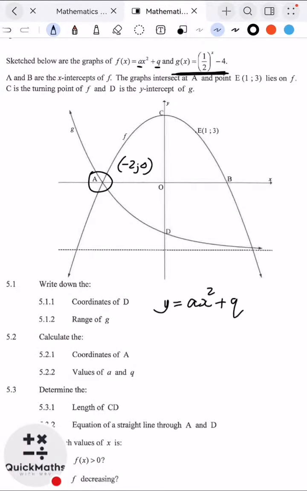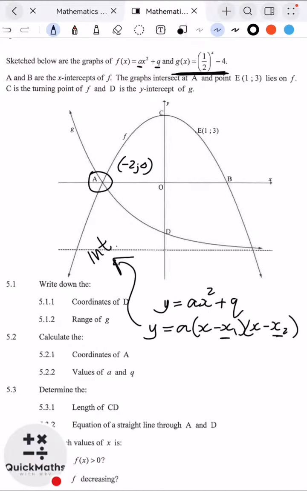Now what we know, in fact, there are multiple forms of the equation of a parabola. That's one. Another one that we know is y is equal to a, open bracket, x minus x1, x minus x2. And this form we call the intercept form. We use that form when we have the x intercepts. Okay, so we have a.